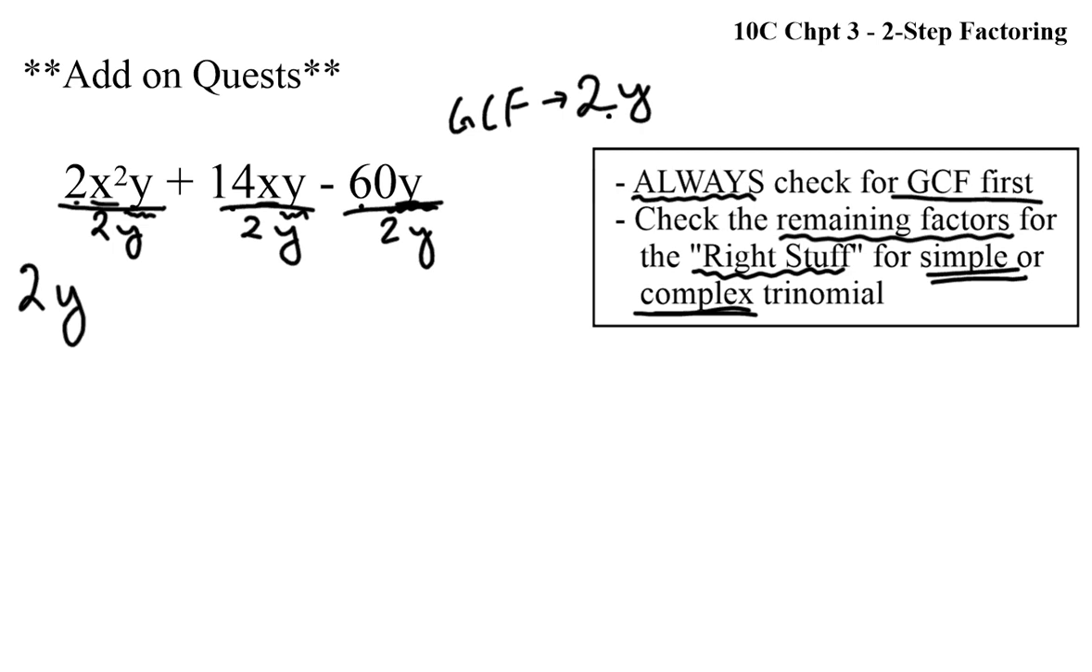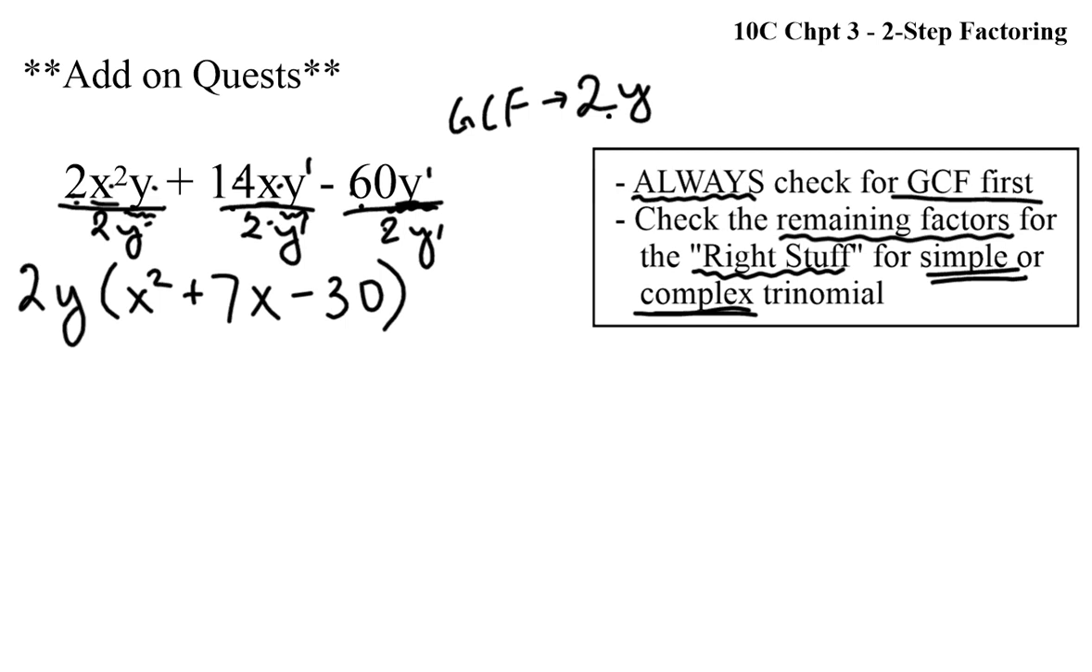When we divide by 2y, 2 divided by 2 is a 1. We still have an x squared. Y divided by y is gone. 14 divided by 2 is 7. X divided by nothing is x. Y to the 1 divided by y to the 1 is y to the 0. It disappears. Negative 60 divided by 2 is a negative 30. Y to the 1 divided by y to the 1, subtract exponents, exponent 0, it disappears. There's GCF factoring. Have we factored this question?